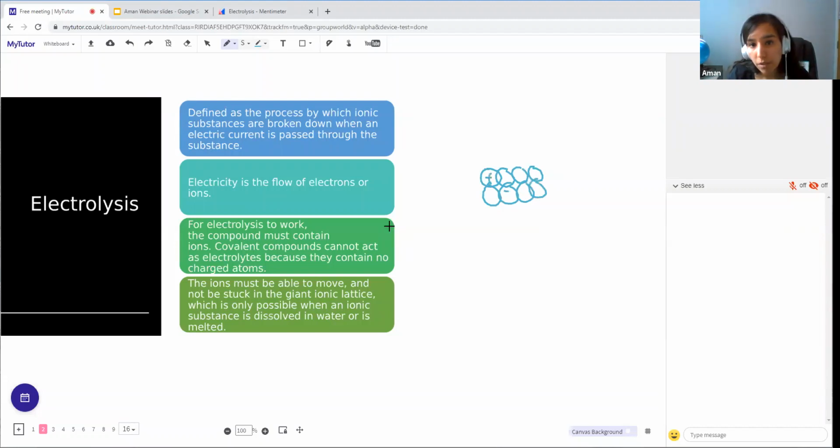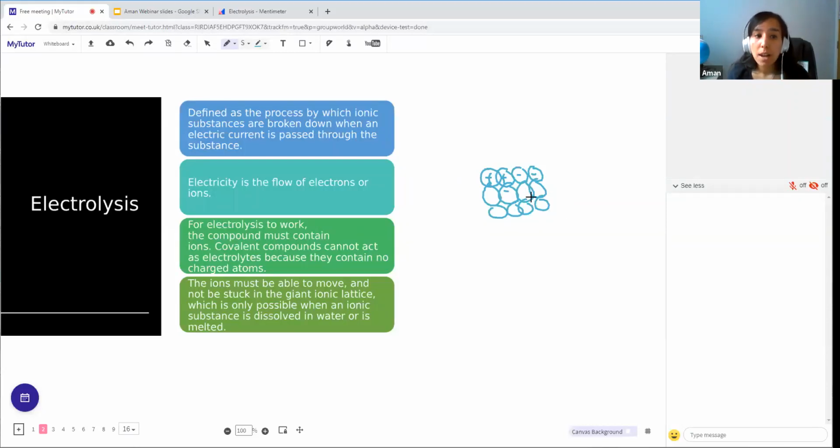Remember, some will be positive, negative, like so, and there'll be an equal number as well. So I won't continue drawing that, but remember they're in those regular lattices, which means it's really difficult for those ions to flow. So if we want to pass electricity through it, we need to basically melt it or make it into a solution.